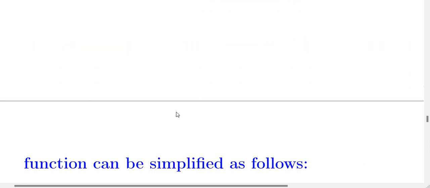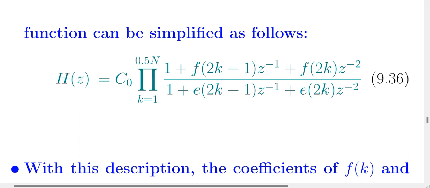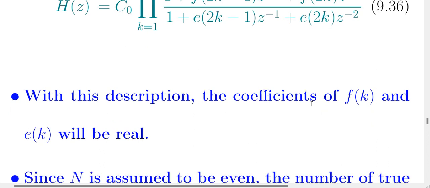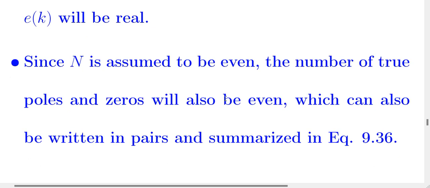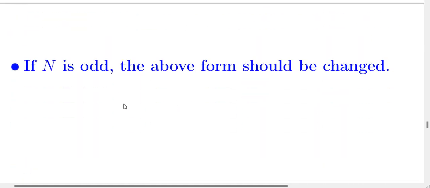As a result, the transfer function can be simplified as a product of second-order terms. With this description, the coefficients fk and ek will be real. Since capital N is assumed to be even, the number of poles and zeros will also be even, which can be written in pairs and summarized in equation 9.36. If N is odd, the above form should be changed.